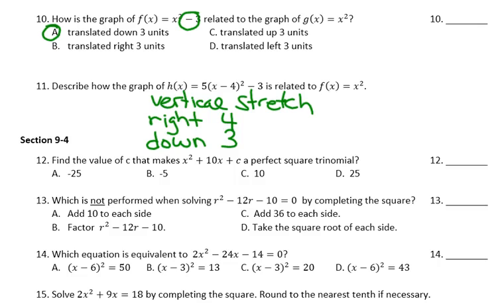Okay, find the value of c that makes this a perfect square trinomial. That's when we have to take half of b, which is 5, and then square it, so 25, choice D. Which is not performed when solving, so you have to kind of look at these. But when we're doing it, we never factor the trinomial the way it's given. So we never do that.